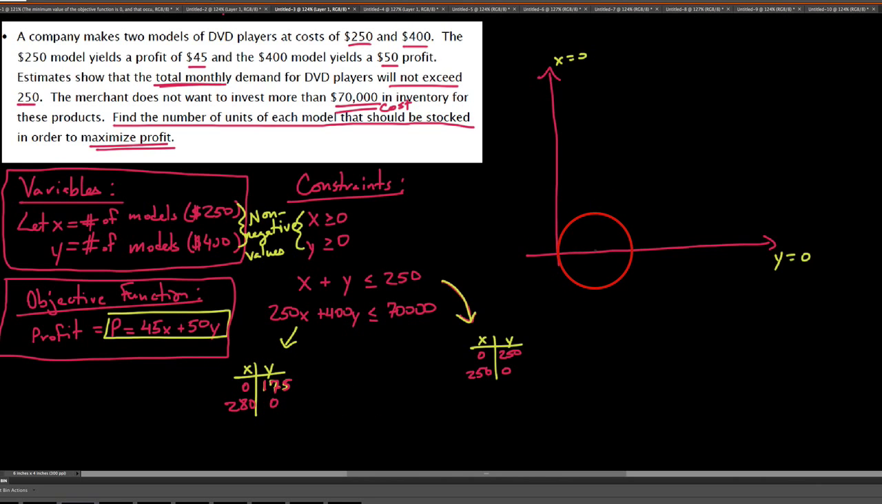So what I'm going to choose to do here is this. You know, I'll go by 50. So 50, 100, 150, 200, 250, 300. And I'll do the same thing here. 50, 100, 150, 200, 250, 300. So we get 300, 200, and 100. So we're going to go ahead and graph these constraints now.